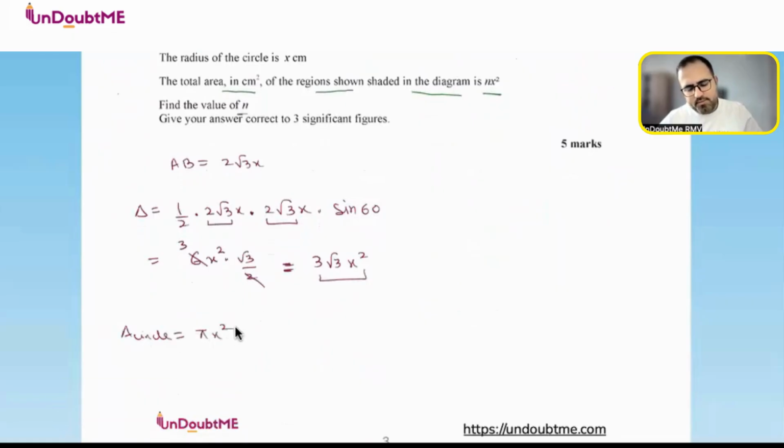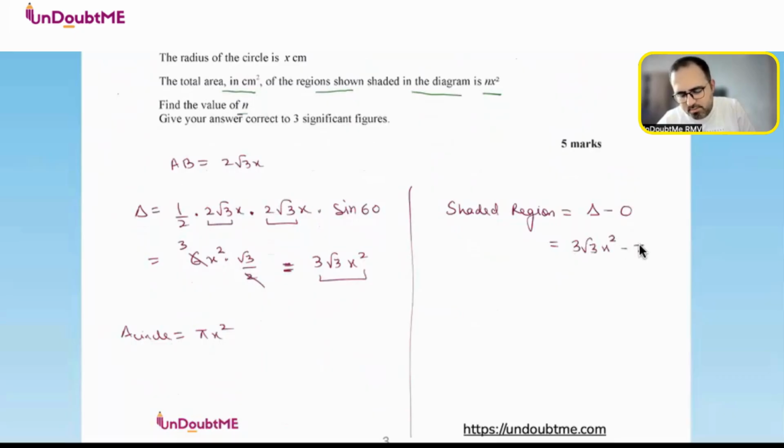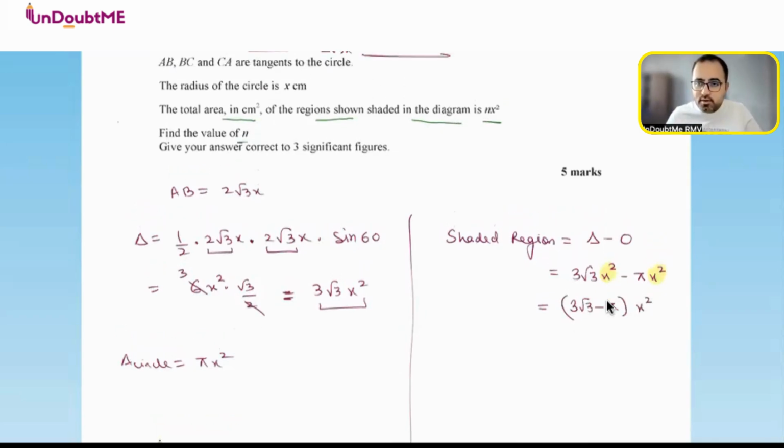pi x squared. Now, as I told you, if I want the shaded region, then it will be triangle minus circle. That is 3 root 3 x squared minus pi x squared. And from both, it is clearly visible that x squared is common. I can factor it out, and I will be left with this. And 3 root 3 minus pi can be solved using a calculator to get the answer to 3 significant figures.